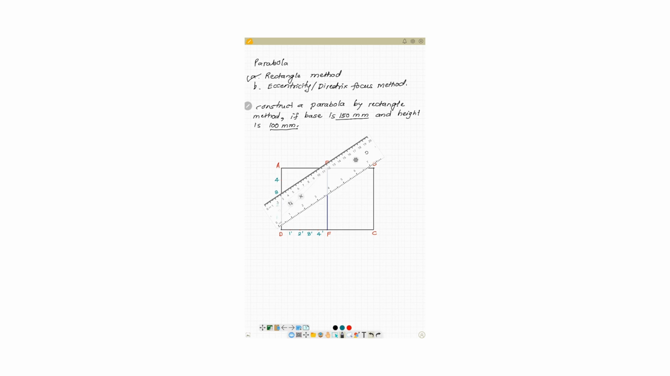Similarly point number 3, and point number 4 as well.